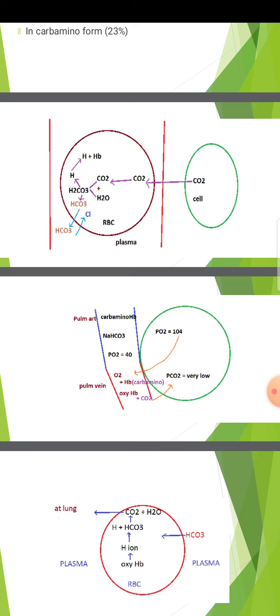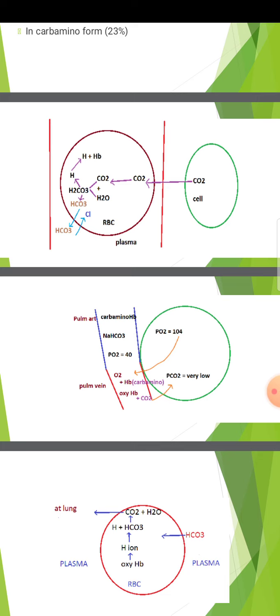Now, the plasma PCO2 is 45 millimeter mercury, while the alveolar PCO2 is 40 millimeter mercury. The gradient is of 5 millimeter mercury, and due to this pressure gradient, the carbon dioxide diffuses from the plasma or the blood to the alveoli. Due to constant ventilation, the carbon dioxide from alveoli is transported to the outside.